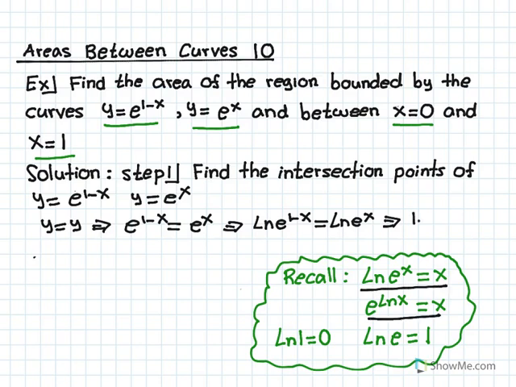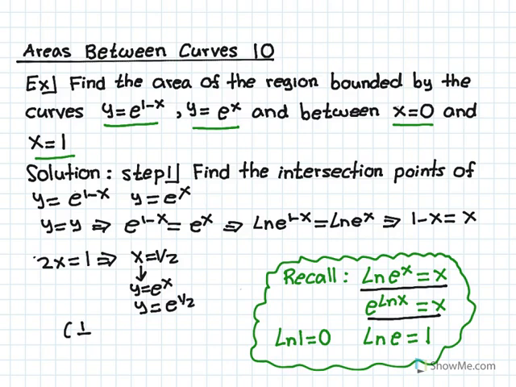So we get 1 minus x on the left-hand side, and on the right-hand side, log of e to the x is just x. Solving for x, putting all the x's on one side, we get 2x is equal to 1. Dividing by 2, we get x equals 1/2. We can plug it into either equation. I'll just put it into y equals e to the x, and we get y is equal to e to the 1/2. This is the intersection point, (1/2, e to the 1/2), in xy coordinates.